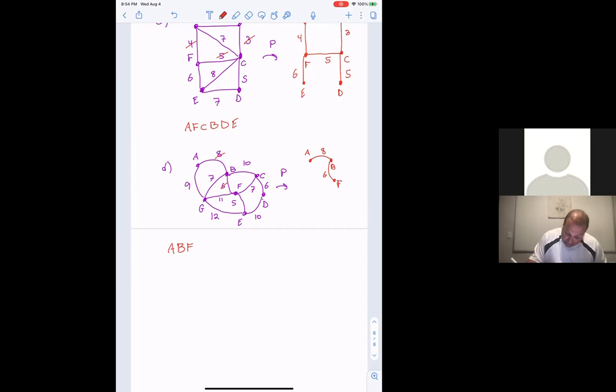Smallest number that I can see in the graph is a 5, which connects to E. Smallest number I see in the graph is 6, but I can't use it because I don't have C or D yet. Next number is a 7, which I can use. 7 connects F to C. Now I can connect to D versus that 6. Smallest number on the graph is another 7, which goes B to G.